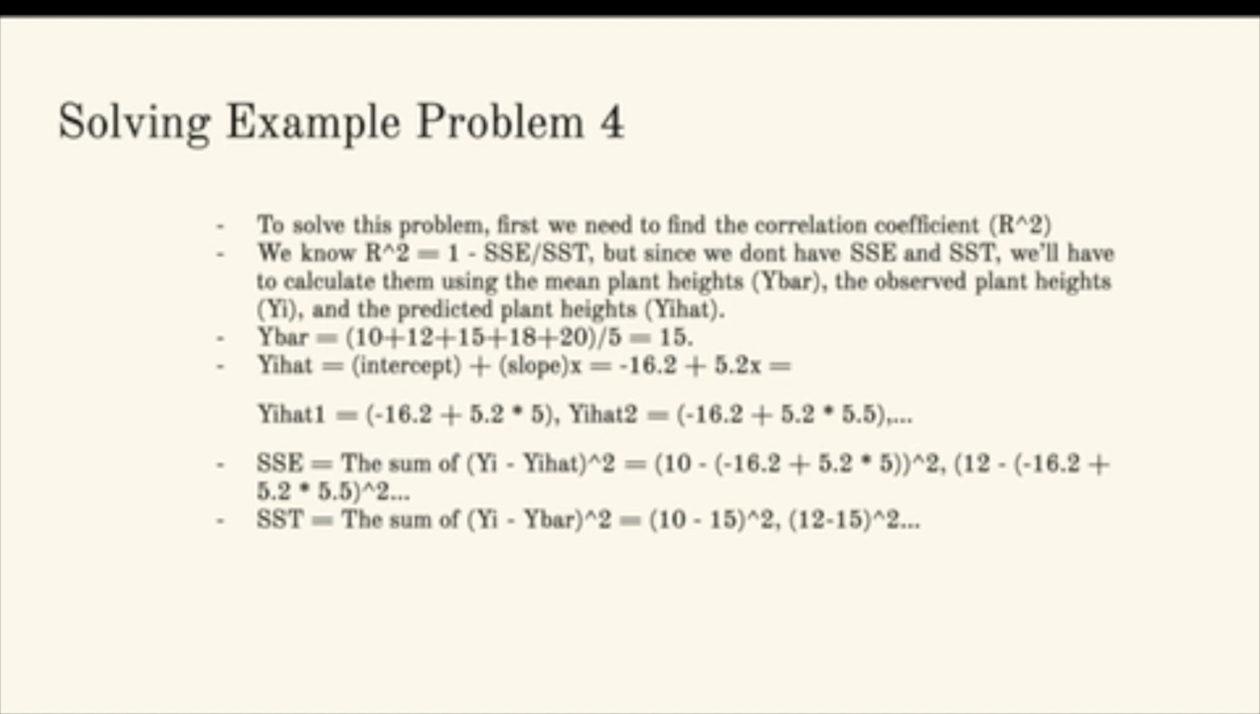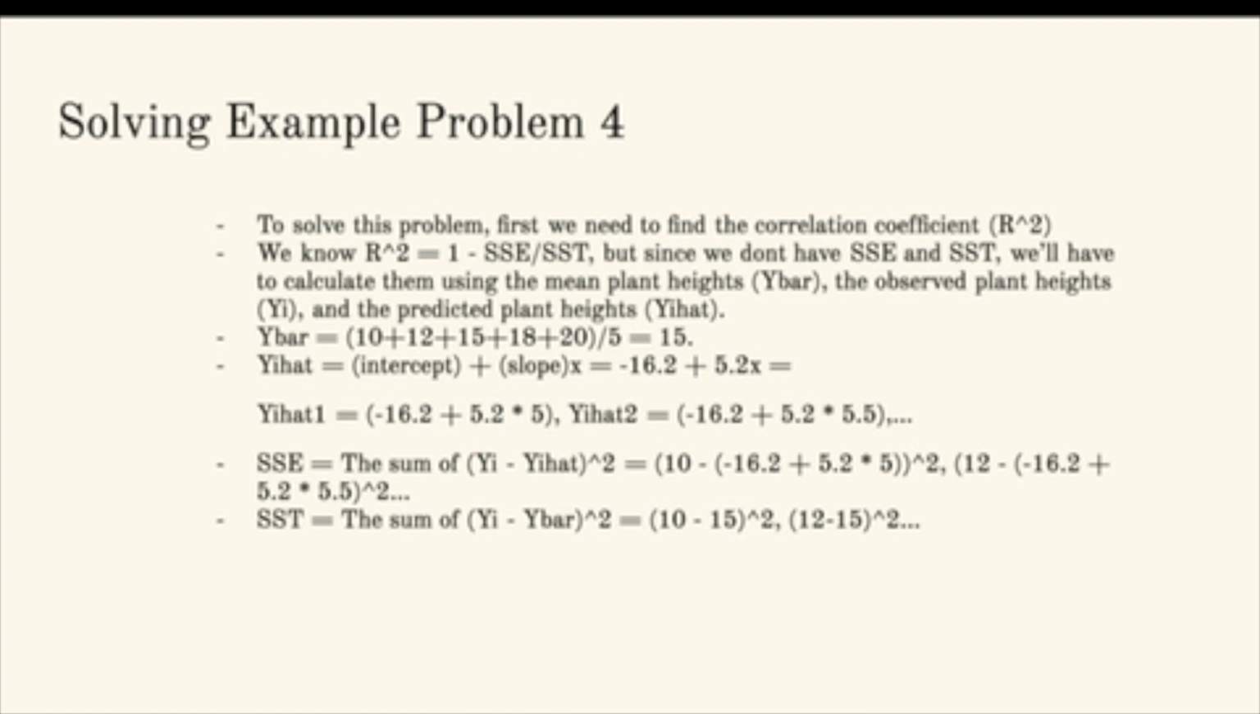We know r squared is equal to 1 minus SSE divided by SST, but since we don't have SSE and SST, we'll have to calculate them using the mean plant height, y bar, the observed plant heights, which we'll call yi, and the predicted plant heights, which we'll call yi hat. Y bar is equal to (10 plus 12 plus 15 plus 18 plus 20) divided by 5, which is equal to 15. Yi hat is equal to the intercept plus the slope times x, where negative 16.2 is the intercept and 5.2 is the slope.